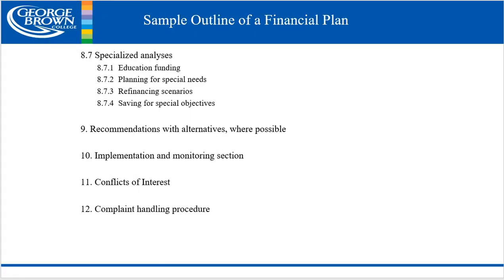The next section of the sample outline of a financial plan, after we've gone through the 6 core competencies or 6 areas, would be some specialized analysis that might be client specific. This might cover things like education funding, planning for special needs, refinancing scenarios, or saving for very special objectives. The next section, number 9, is recommendations with alternatives where possible. Number 10 is the implementation and monitoring section. Number 11 is any conflicts of interest should be spelled out. And finally, the final section on potential complaint handling procedure.